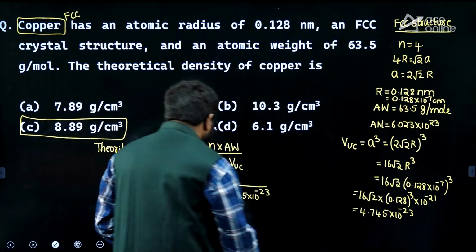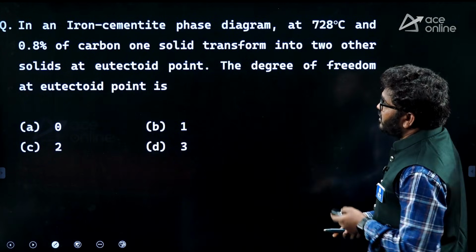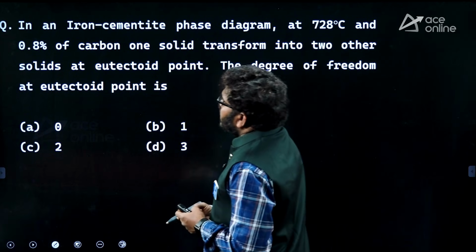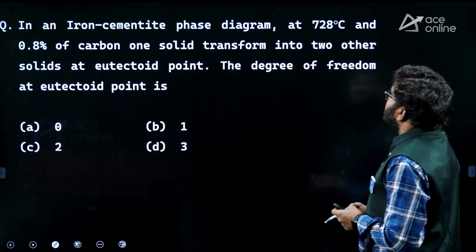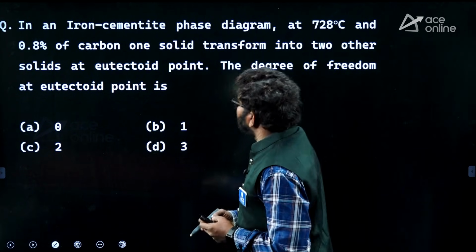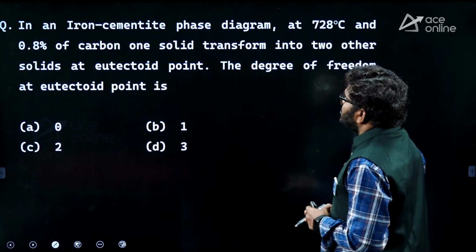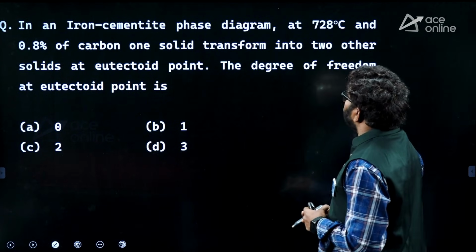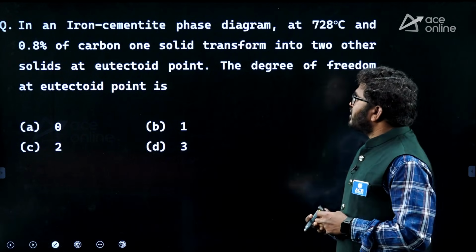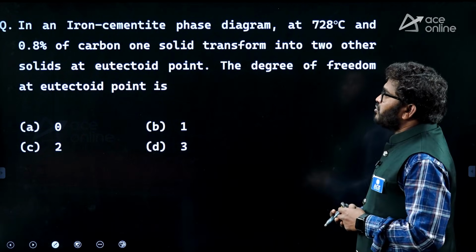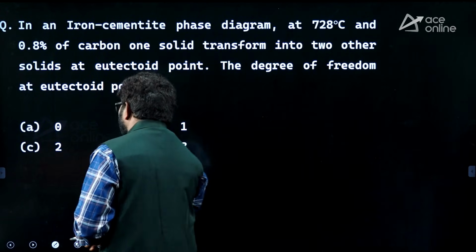Right? Now, next question you can take. In an iron cementite phase diagram, at 728 degrees Celsius and 0.8% of carbon, one solid transforms into 2 other solids at the eutectoid point. They are asking the degree of freedom at the eutectoid point.